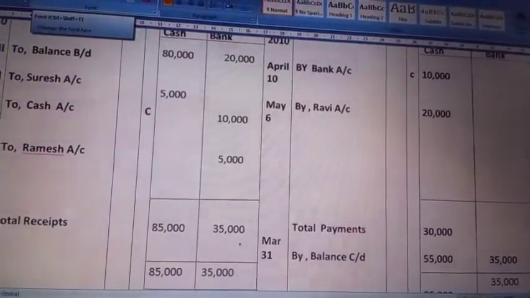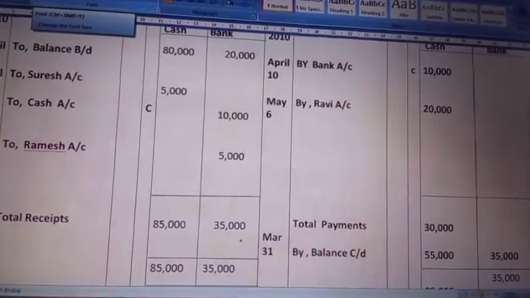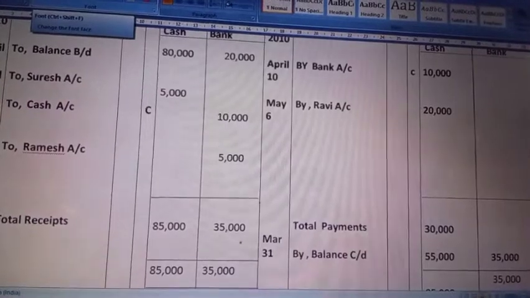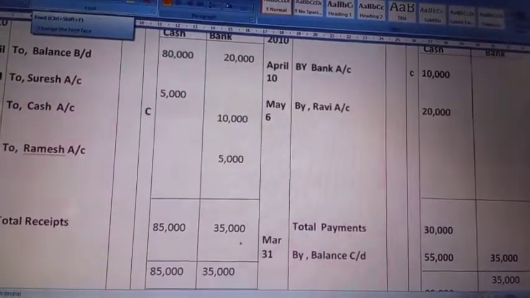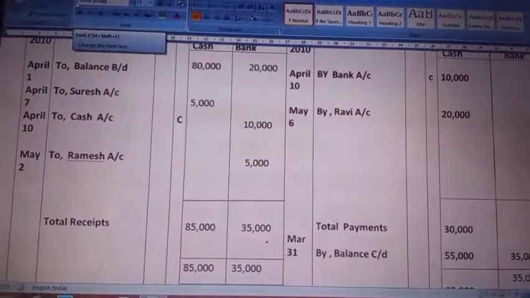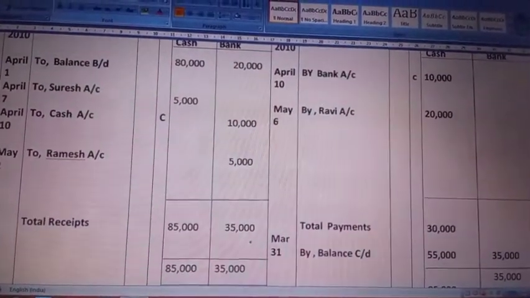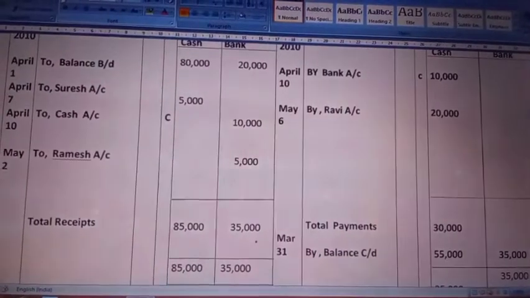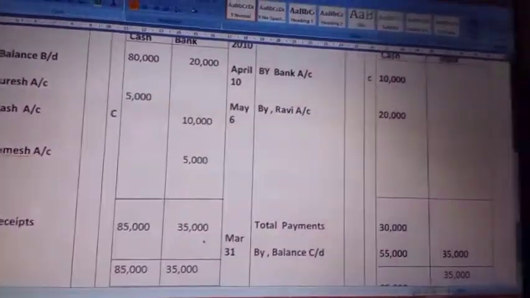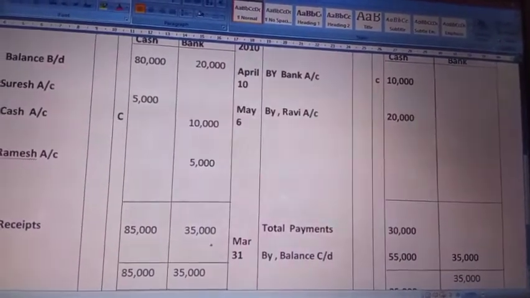Now the next entry will be on the credit side. May 6th, we have paid to Ravi 20,000. So by Ravi account, we will write 20,000 in cash. So this ends the transactions. Now we will simply write the total receipts. We will add up the cash column and bank column of the debit side, and for total payments we will add up the cash column and bank column of the credit side.